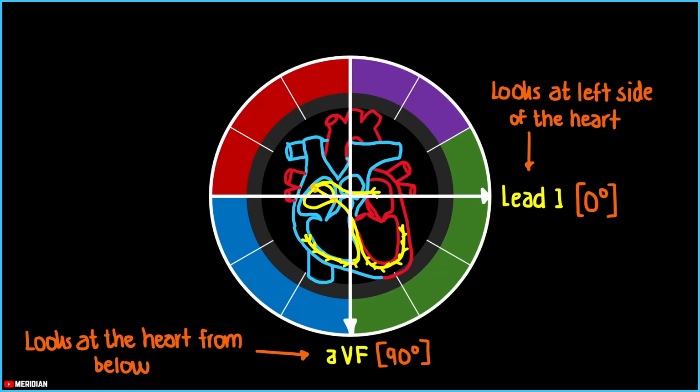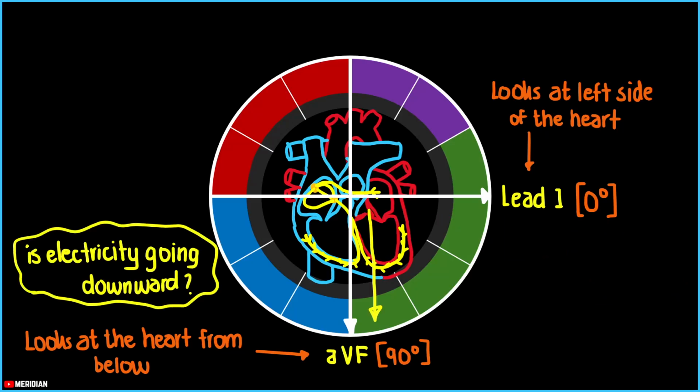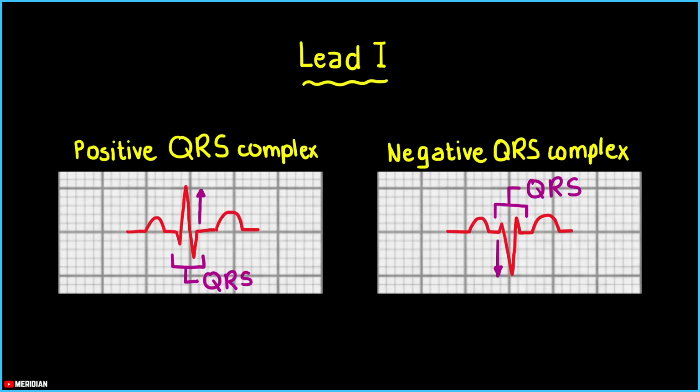Instead of thinking in numbers, let's think in space. Lead 1 is asking, is the electrical activity going towards the left side of the body? And lead AVF is asking, is the electrical activity going downward? Now look at the QRS in lead 1. Is it positive or is it negative? Do the same for lead AVF, positive or negative.